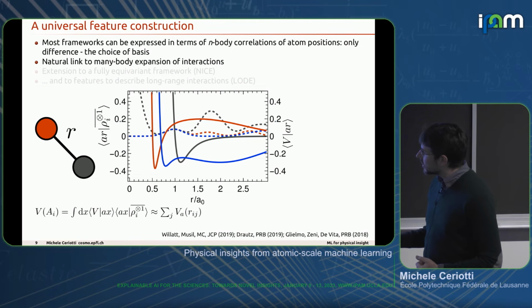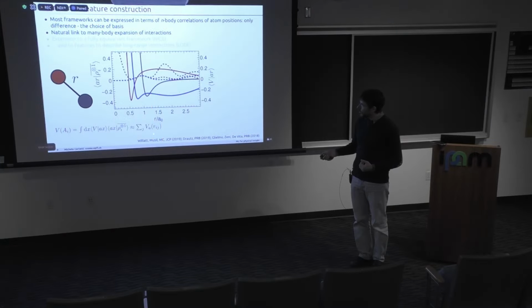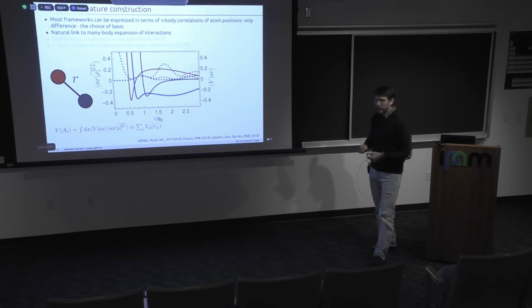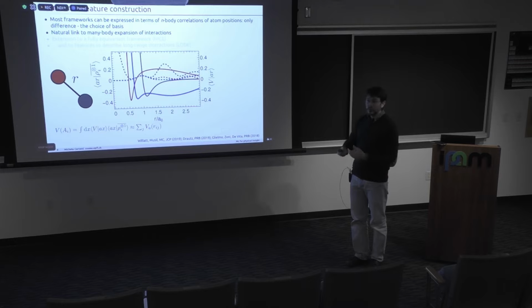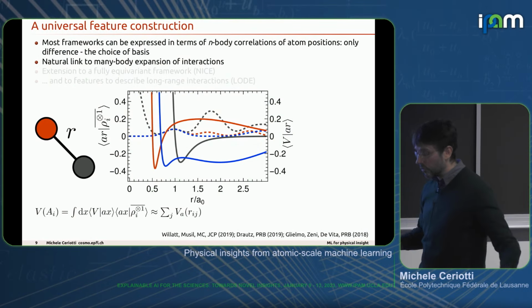If you use these density correlations in a linear model, what you recover is a hierarchy of body order terms. So basically, if you take a density correlation that considers just one neighbor and you build a linear model, you build a pair potential. So the energy of your structure is a sum of interactions between pairs of atoms, like electrostatic interaction or dispersion. If you take a two-neighbor correlation, you get three body potentials, and so on and so forth.